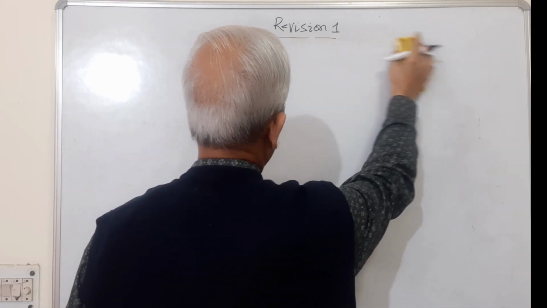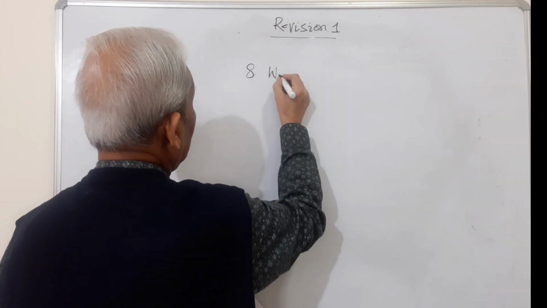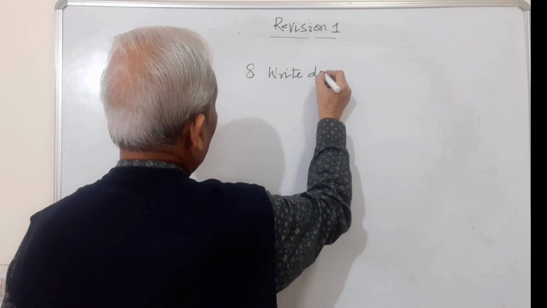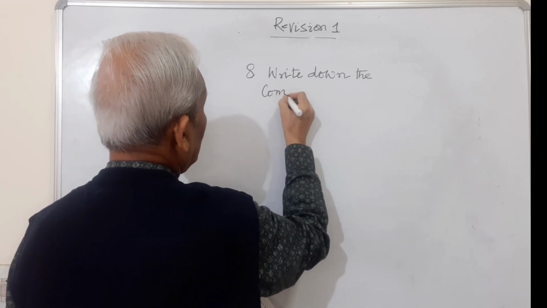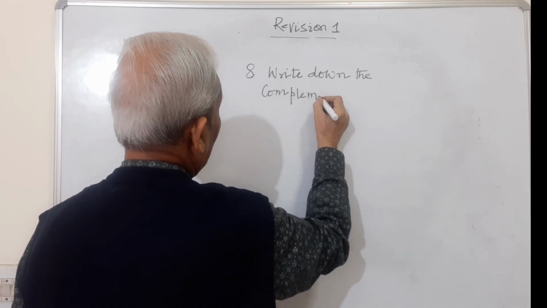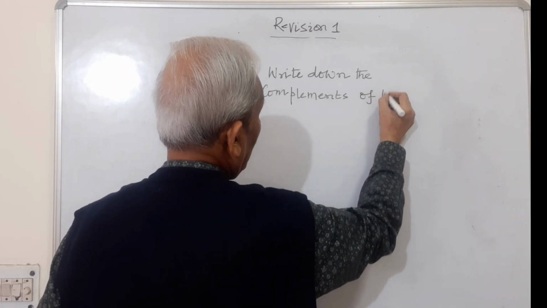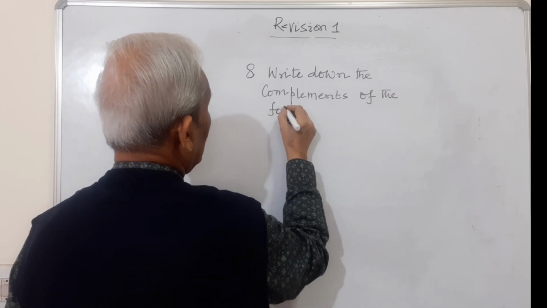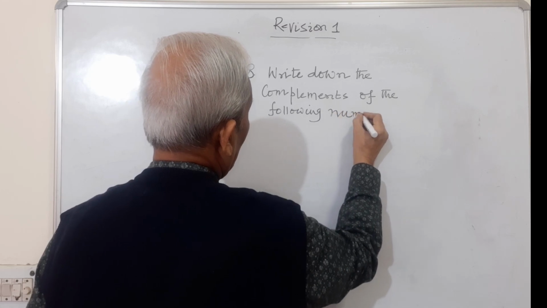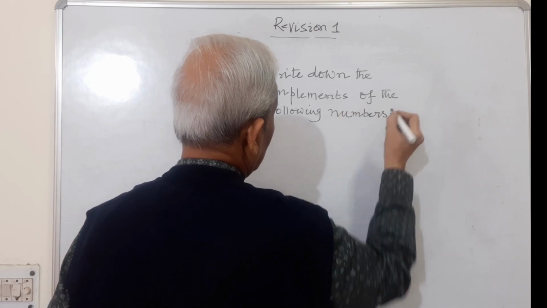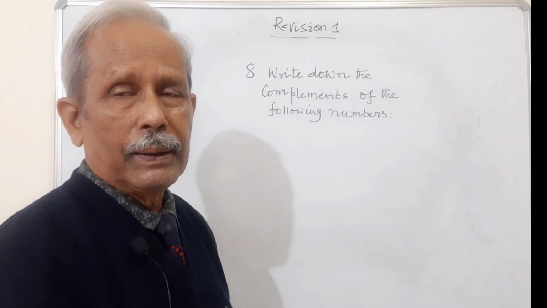I'll go for the next question, question number 8. Write down the complements of the following numbers. You have to write down the complements of the following numbers. I hope you remember the complements method which I told you earlier, right?